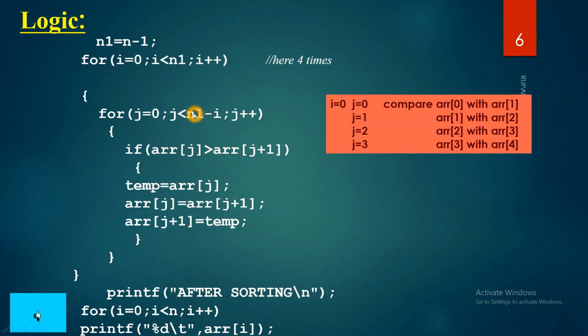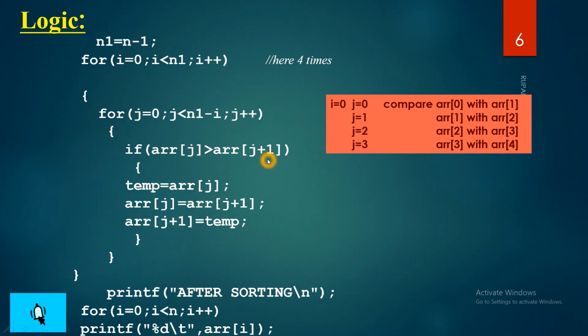So what is the maximum value of j here? n1 is 4. When i equals 0, it is 4 minus 0, which is 4. Less than 4 means 3. So the maximum value of j is 3. So how many comparisons are required? Here 4 comparisons are required. And this is the logic for swap. You have to swap between these two elements if swapping is required. You have to check whether arr[j] is greater than arr[j+1]. If arr[j] is greater than arr[j+1], then take a temporary variable and swap between these two variables.